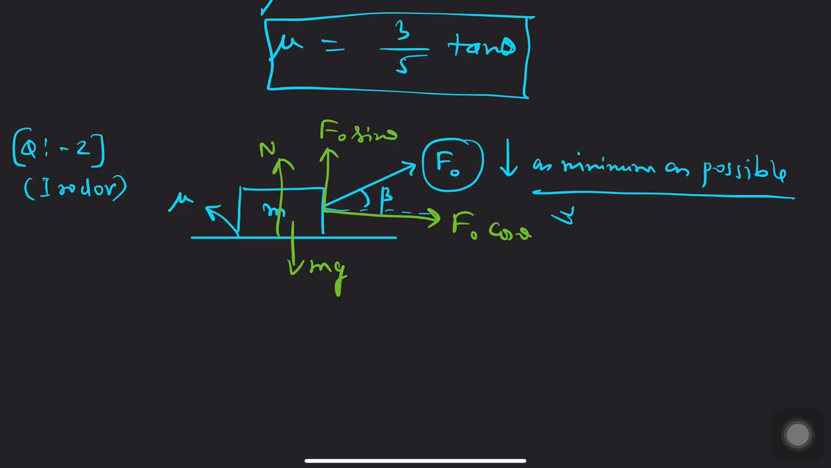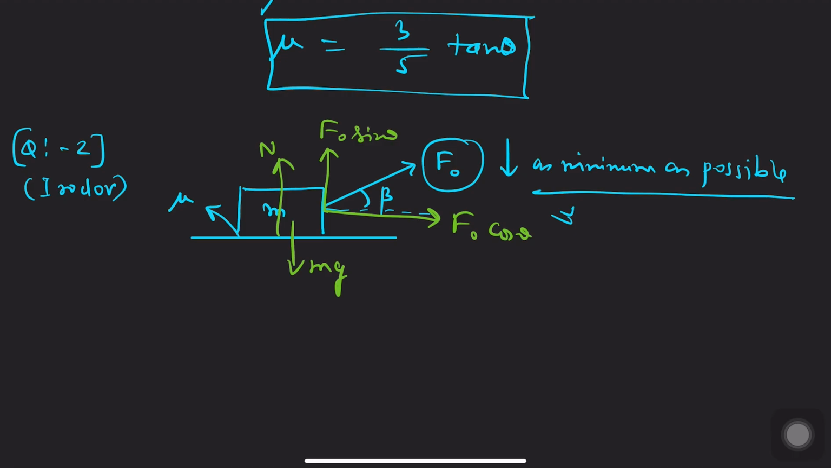And mg will be acting in the downward direction. Because the body is only going to move in the horizontal direction, the vertical direction forces should be balanced. So let me balance the forces first.